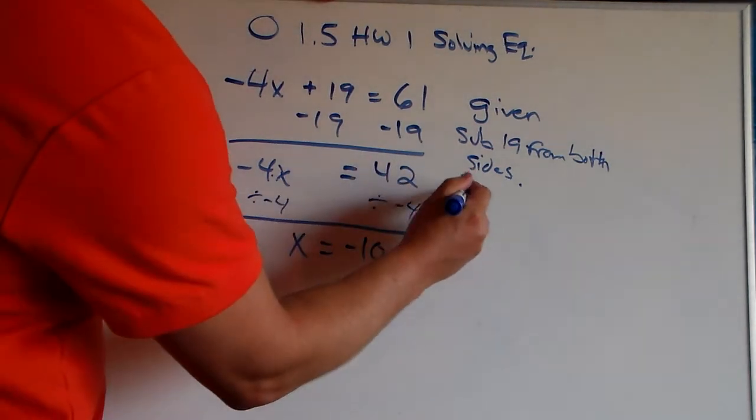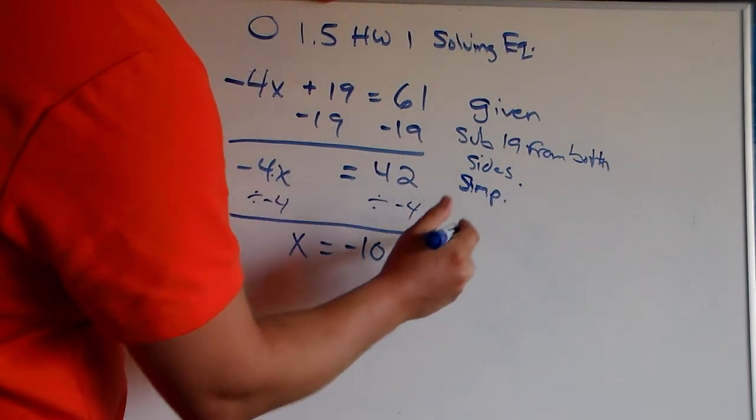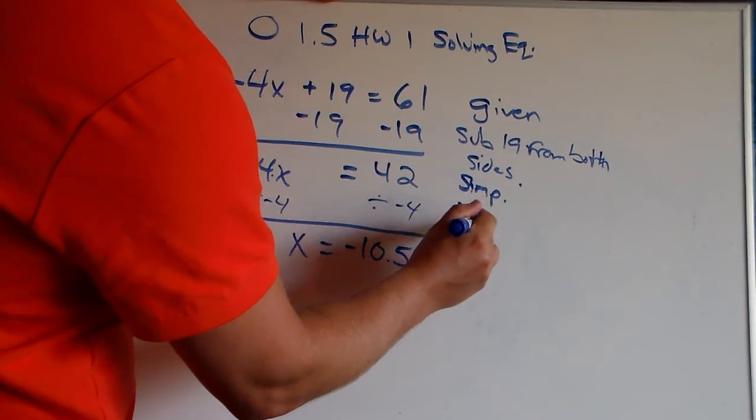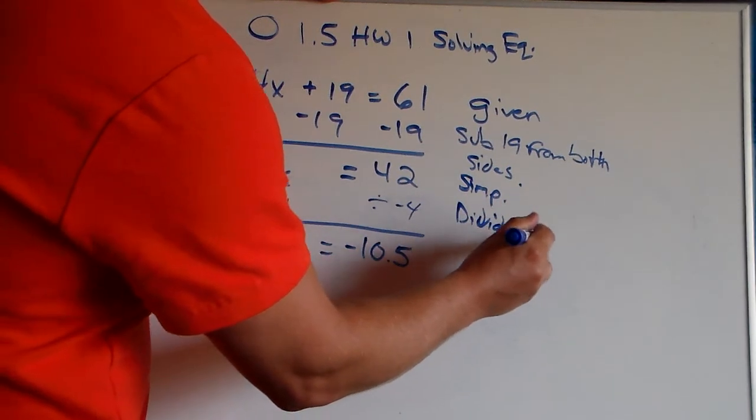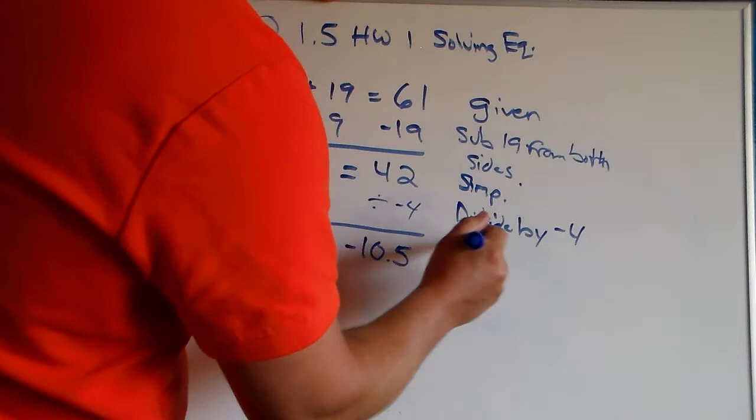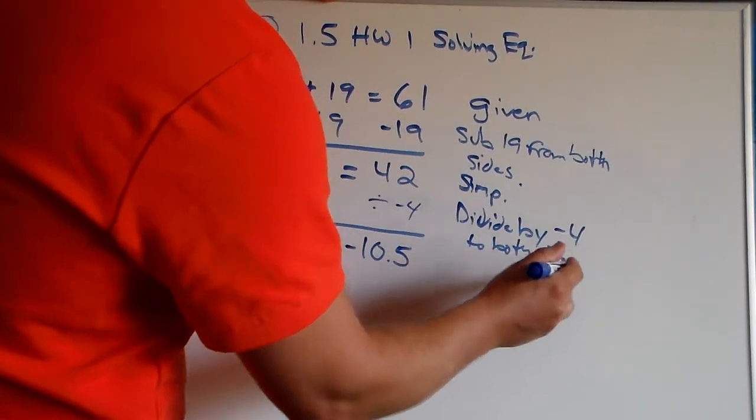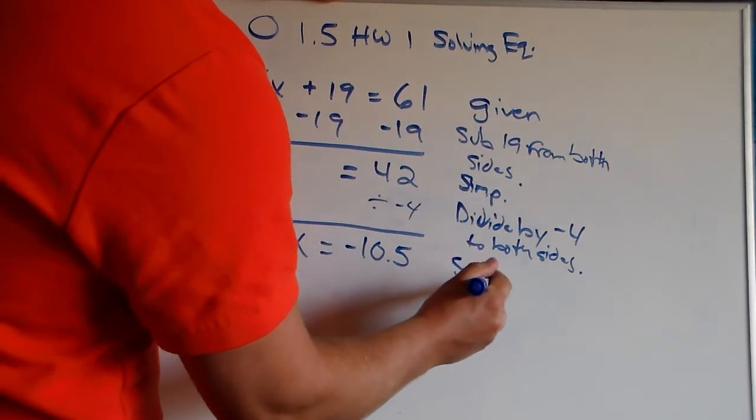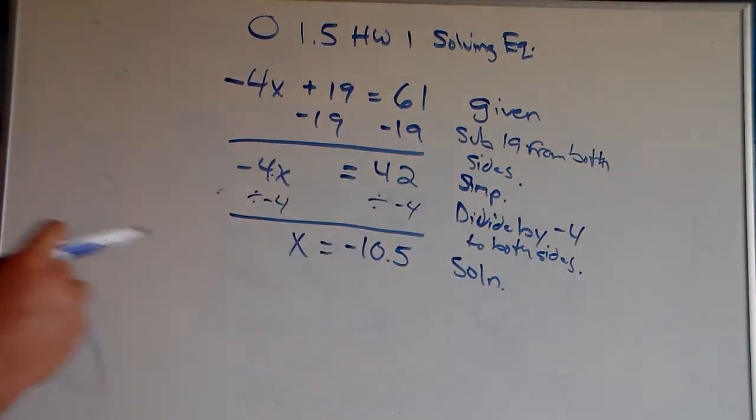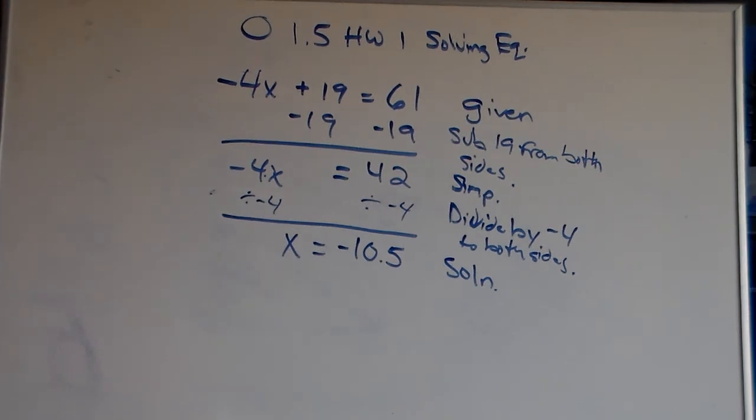And we're going to finish up our work. Over here on the side, we have simplify, then divide by negative 4 to both sides. And this is our solution. X equals negative 10.5. And that's problem number 3. Next up, we'll do problem number 4.